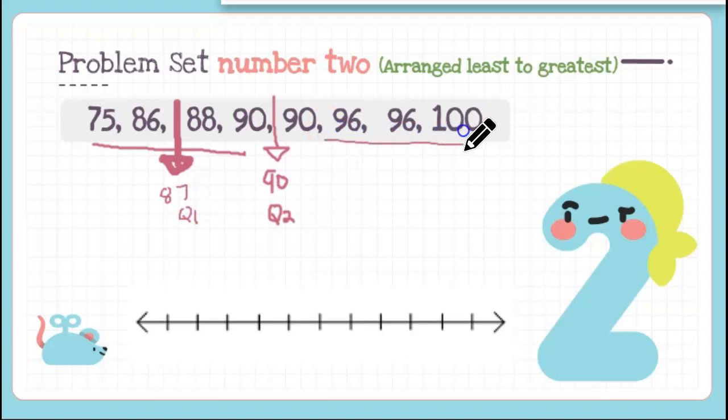And on the upper quartile, what is our median? 96, because it is between 96 and 96, and 96 plus 96 divided by 2 is also 96. Now we could plot our points because we already have our 5 summary points. The 5 summary points are 75, 87, 90, 96, and 100. The lower extreme, Q1, Q2, Q3, and the upper extreme.